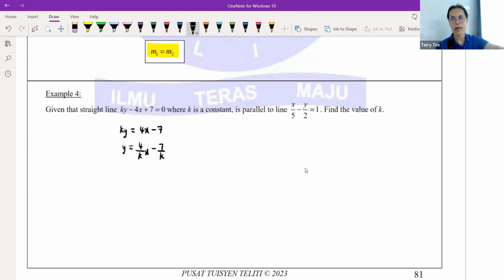For the second one, I like to use negative y-intercept over x-intercept. This is your M1, by the way. M1 is 4 over k. Your M2 is negative y-intercept over x-intercept. This is 2 over 5. Since M1 equals M2, 4 over k equals 2 over 5. Cross multiply, k is 10.